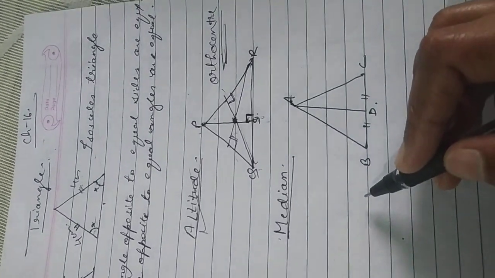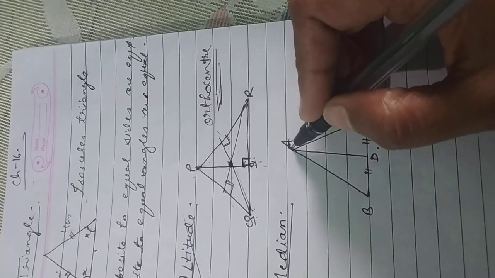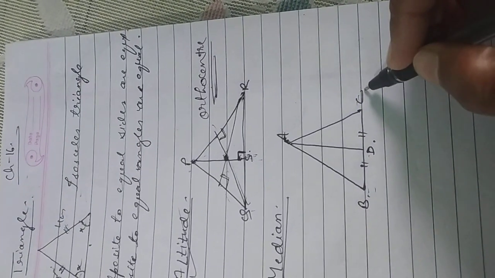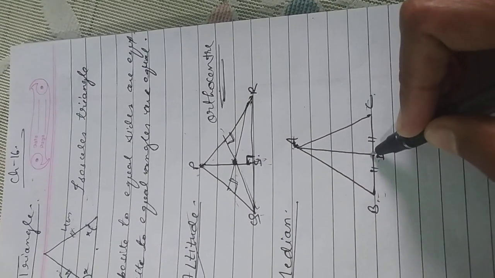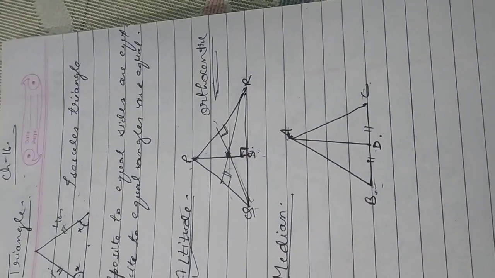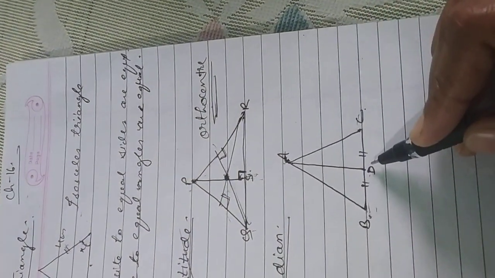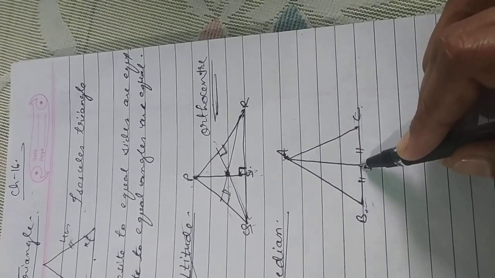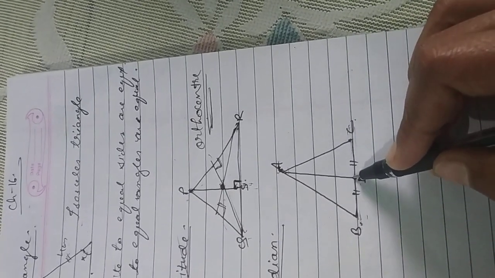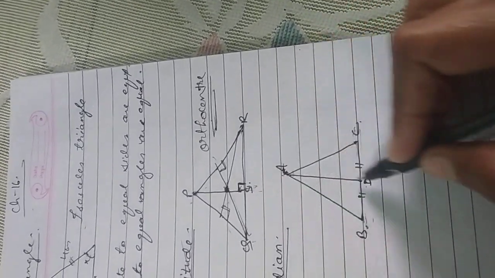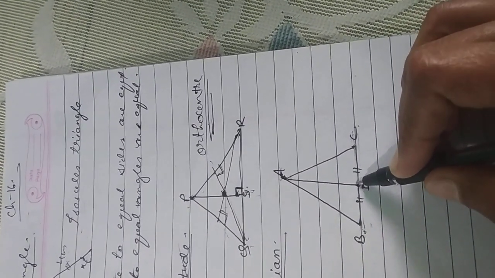Now what is a median? A median is also a line drawn from one of the vertices to the opposite side of a triangle, but it always passes through the midpoint of the opposite side. So how can you define a median? A line segment joining the vertex of a triangle to the midpoint of its opposite side. For this vertex, what is the opposite side? This one. So it is joining this vertex to the opposite side at the midpoint. Midpoint means middle point.